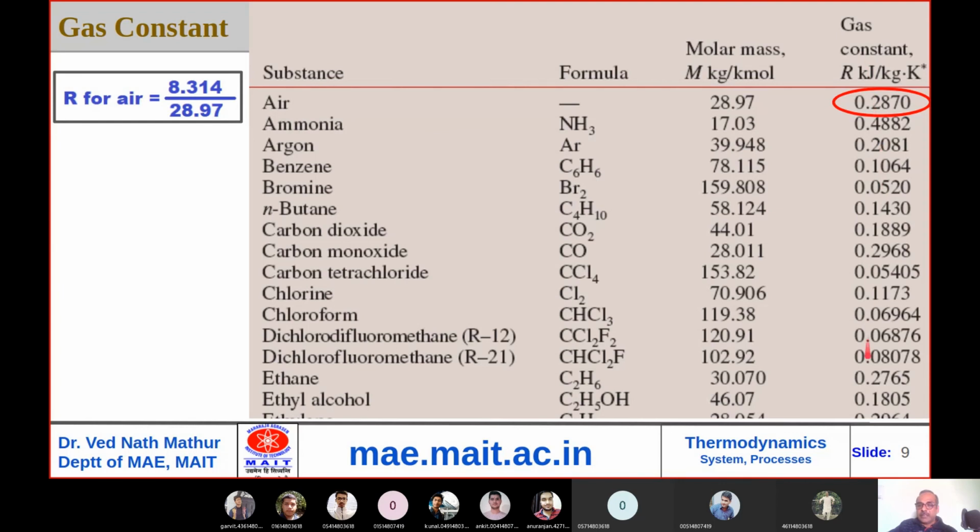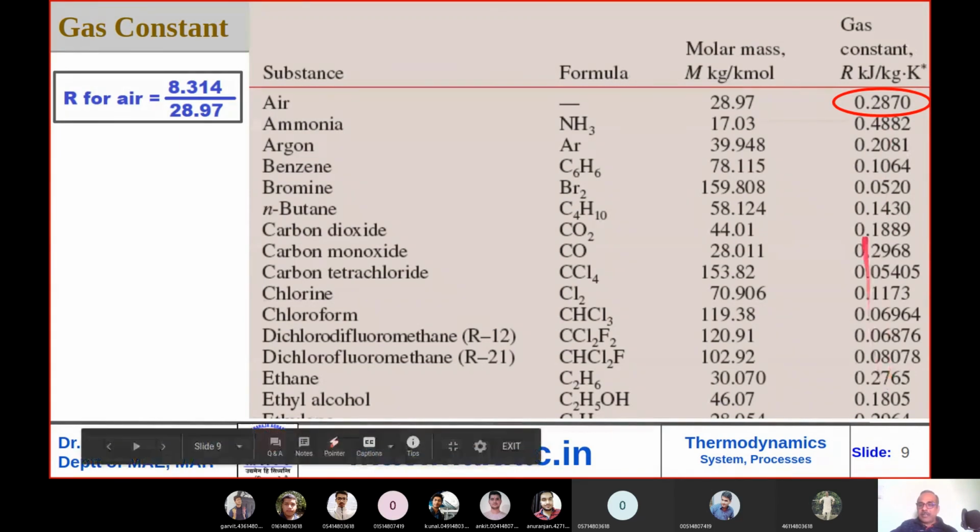So for nitrogen, for oxygen, if you know the molecular weight, then R for nitrogen becomes 8.314 divided by 28. R for oxygen becomes 8.314 divided by 32. So for any gas, you can calculate the value of R. This value is different for different gases.